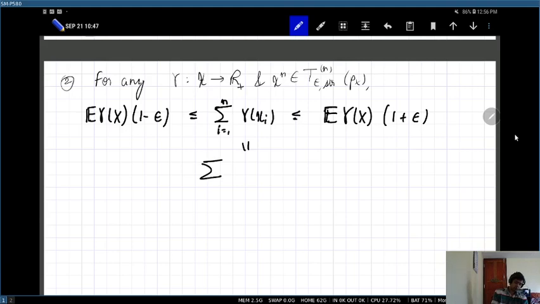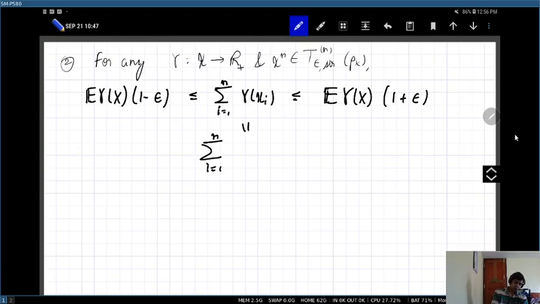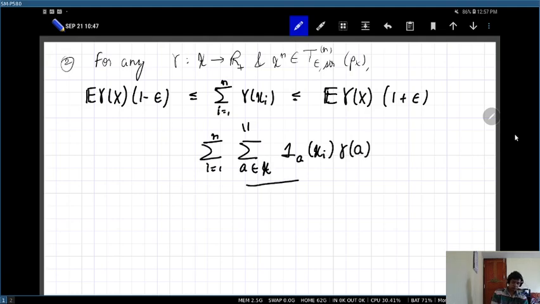So this is the sum over i going from 1 through n of gamma of xi, which I'm going to write in the following way: sum over a in X of indicator a equal to xi times gamma of a, right? So clearly this quantity, the indicator a equal to xi is 1 only if xi is equal to a, and therefore this quantity is equal to gamma of xi.